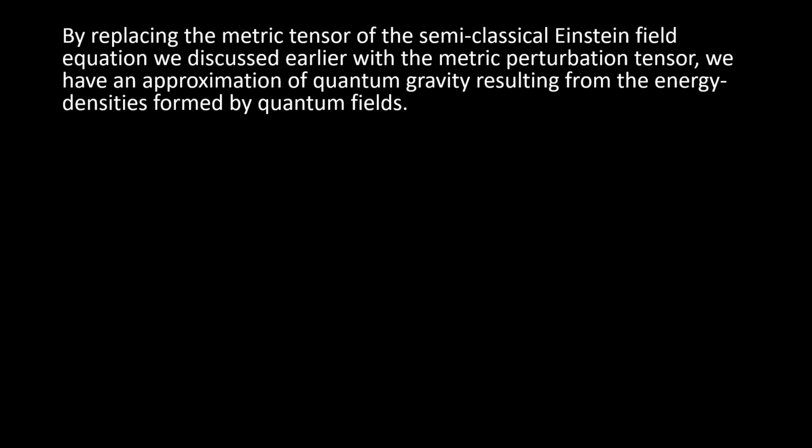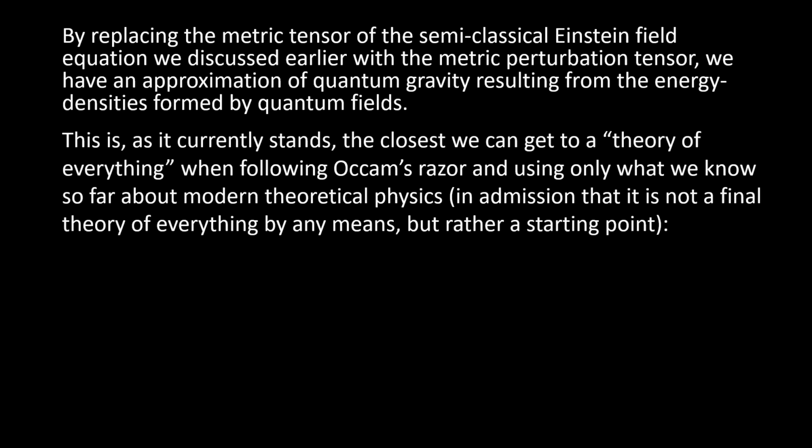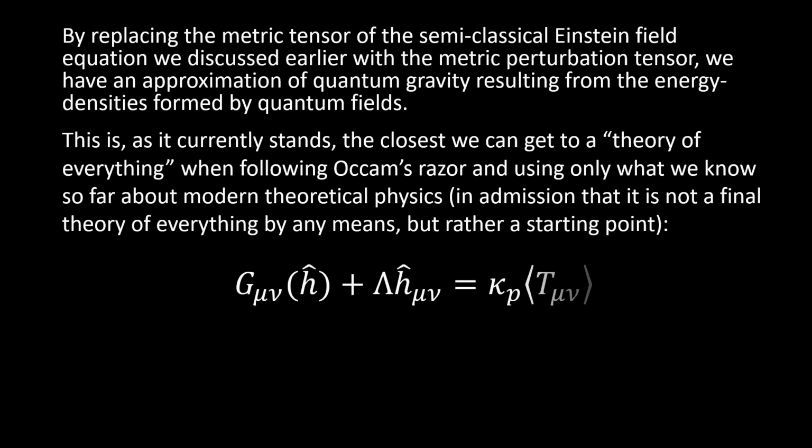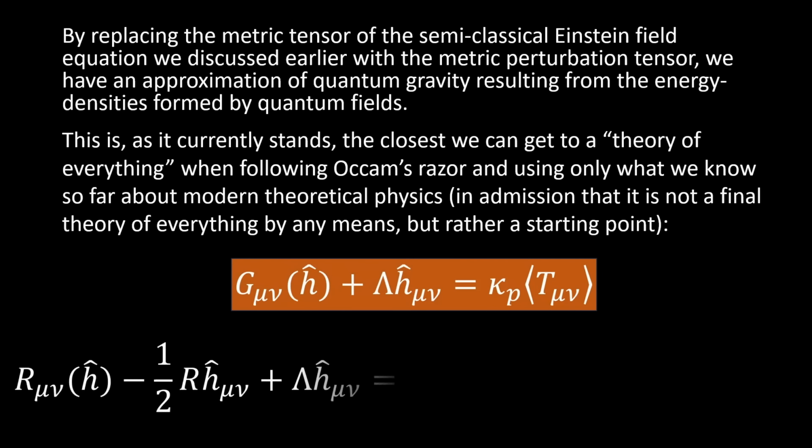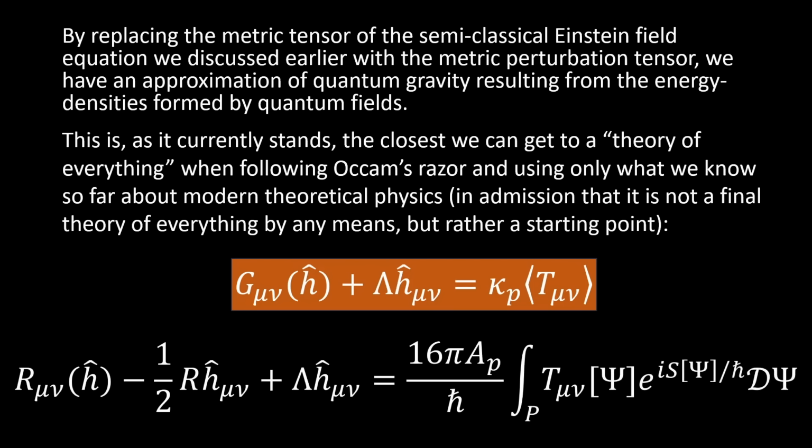By replacing the metric tensor of the semi-classical Einstein field equation we discussed earlier with the metric perturbation tensor, we have an approximation of quantum gravity resulting from the energy densities formed by quantum fields. This is, as it currently stands, the closest we can get to a quote-unquote theory of everything when we follow Occam's razor and use only what we know so far about modern theoretical physics, in admission that this is not a final theory of everything by any means, but rather more or less a starting point. And then we can just expand that as follows to see its full form.